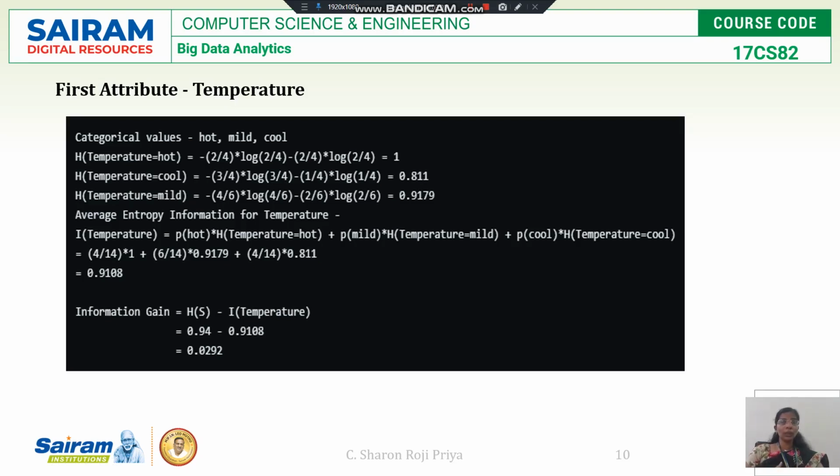So what am I doing now? I want to find the root node. How to calculate the root node? How to pick the root node? Whichever attribute is having the highest information gain, that will be my root node. So I am calculating the information gain for all the attributes.